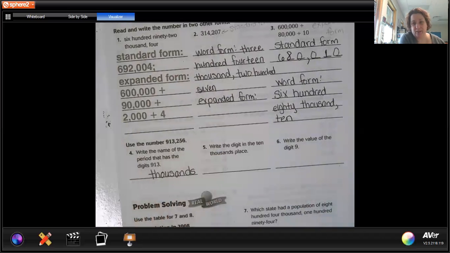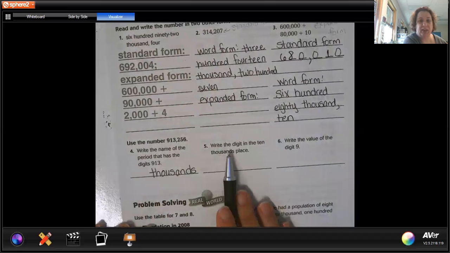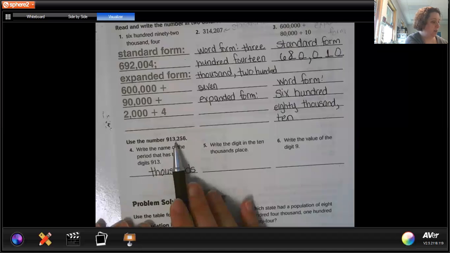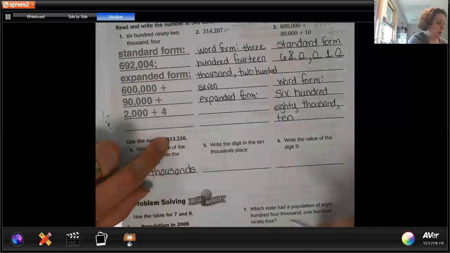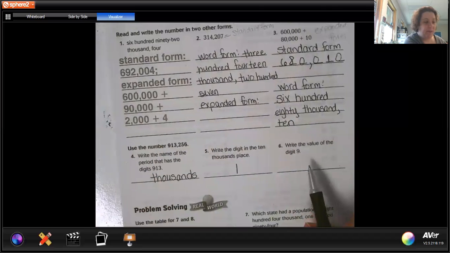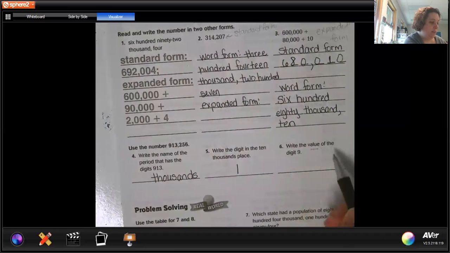They're basically just asking you what kind of place value that one is. Then it says write the digit in the 10,000s place. So I'm going to go ones, tens, hundreds, thousands, 10,000s. That's going to be 1. And then the last one says write the value of the digit 9.